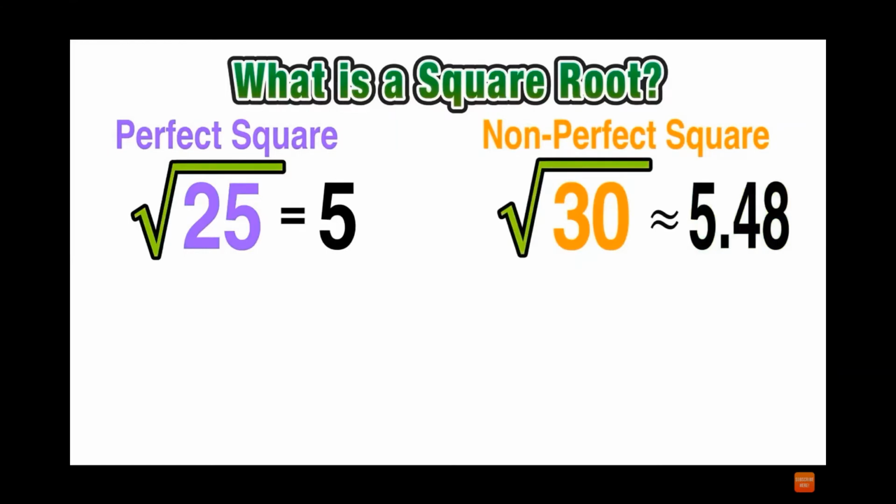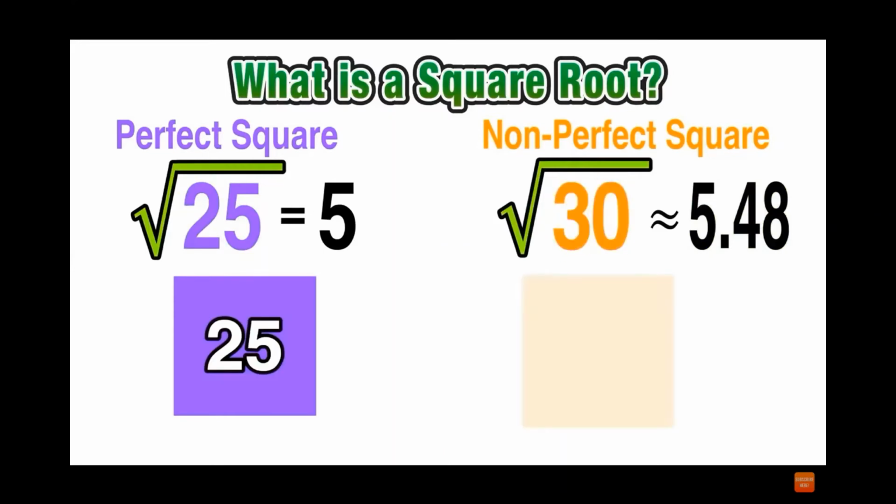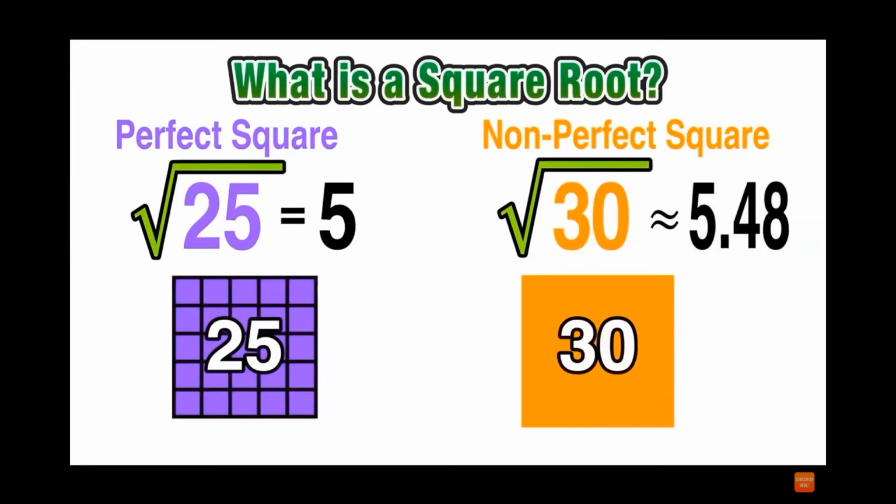Now 25 and 30 are pretty close to each other in value. And if we think about these two numbers in terms of area, again, we know that 25 is a perfect square that has dimensions 5 by 5.